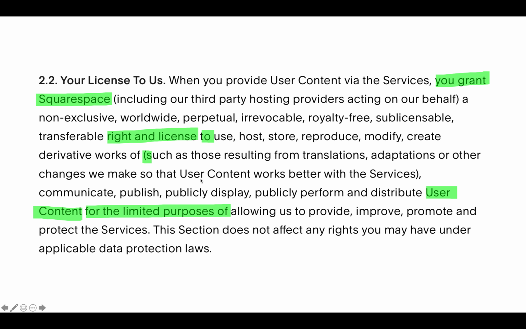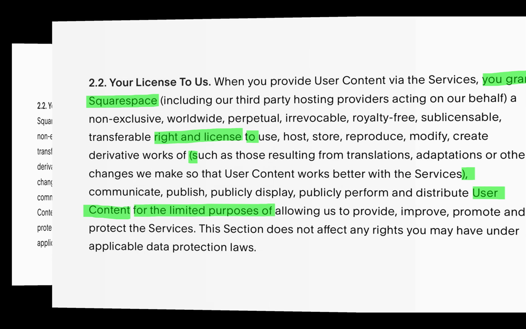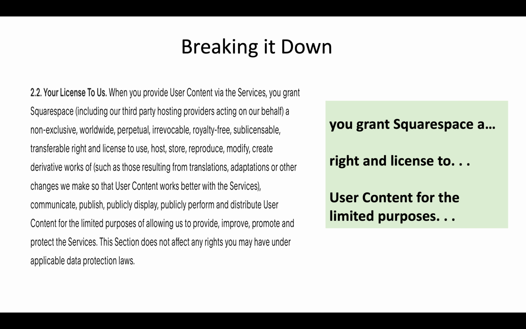This is also a good example of how to use parentheticals in a very effective way. So here it's just an illustration, such as those resulting from, etc. Now, just to show you how it really breaks down, these are the essential words when you take out all the modifiers. You grant Squarespace, right and license, user content.